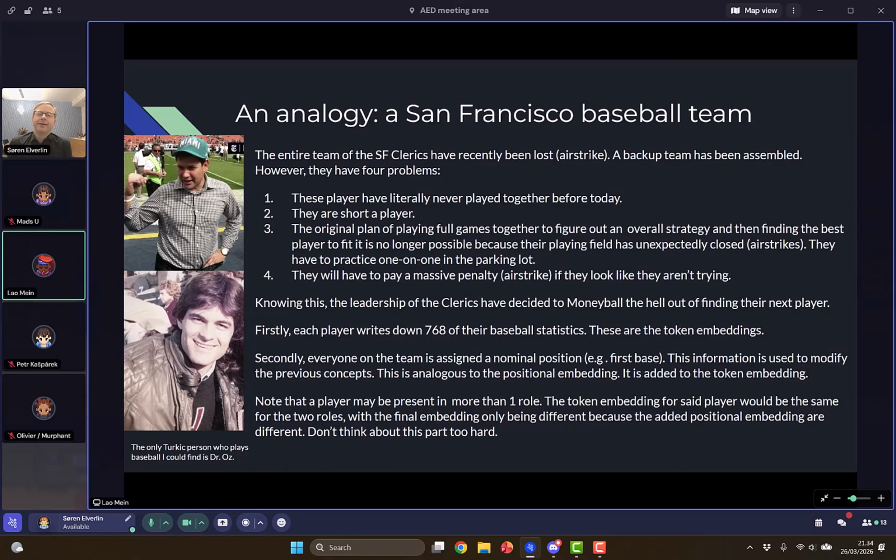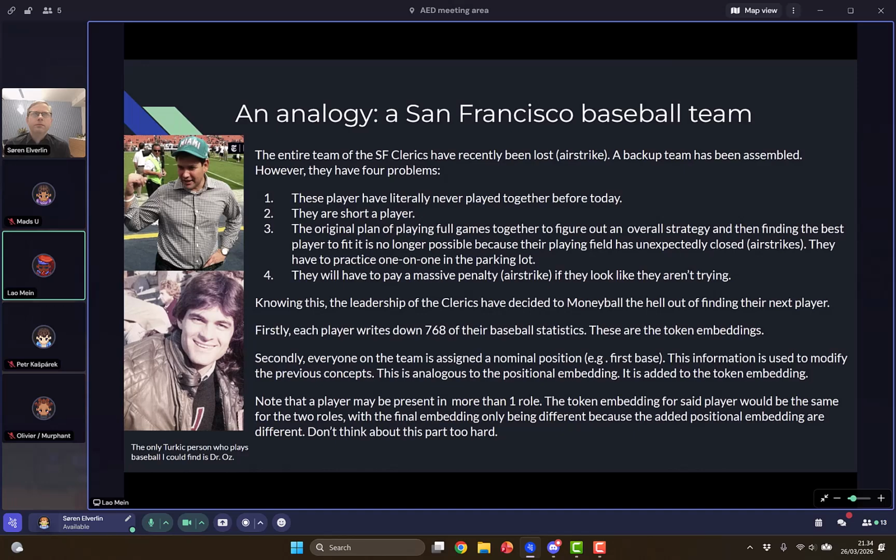Anyways, so yeah, they have to moneyball the hell out of all of this. And so the embedding for each player is like all of their baseball stats, right? And once you add the player embedding and the positional embedding together, you get this vague platonic idea of, oh, this player in this position has these characteristics.